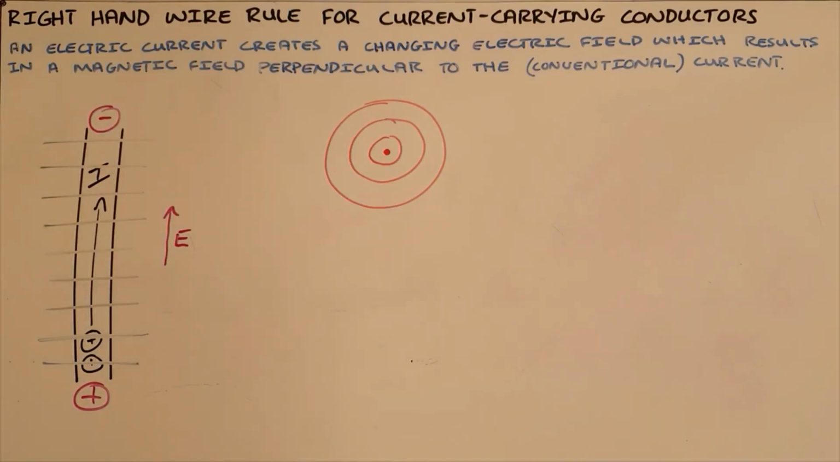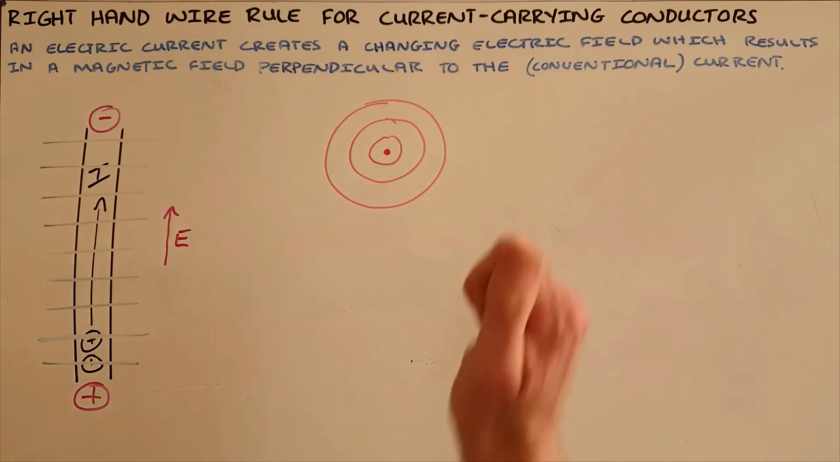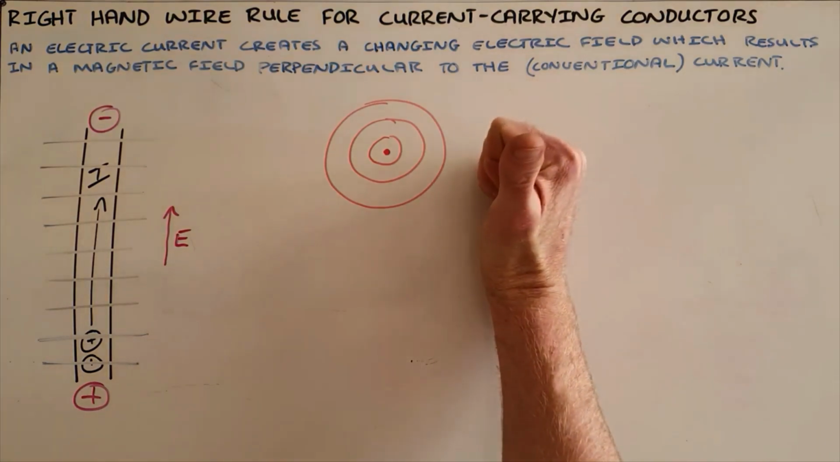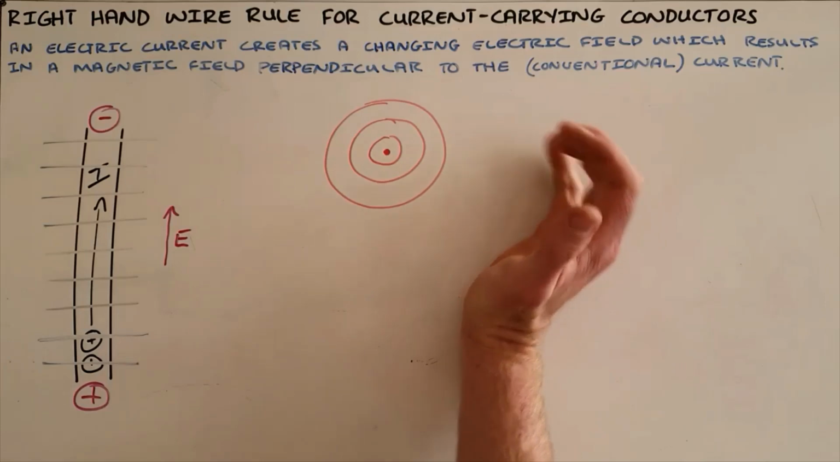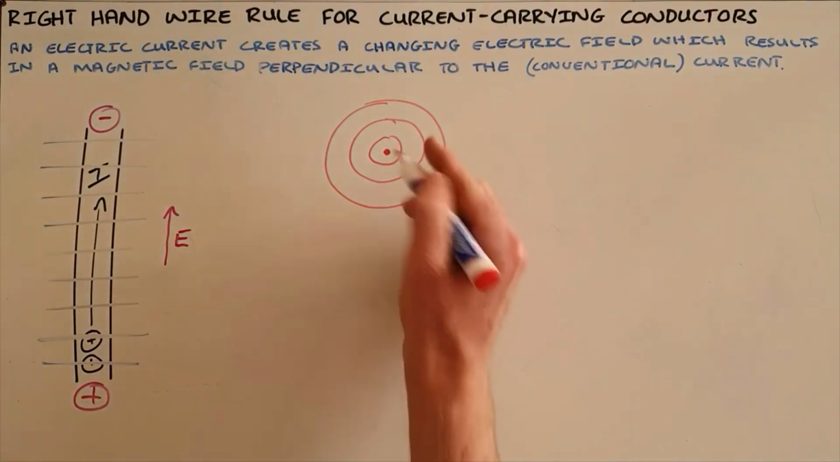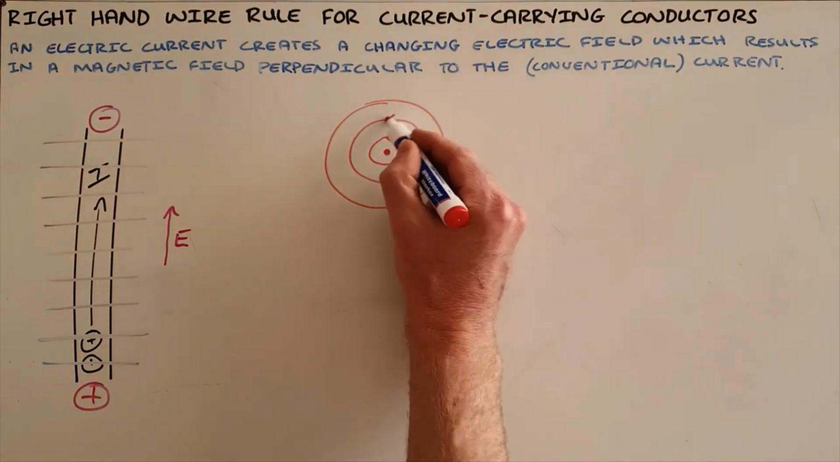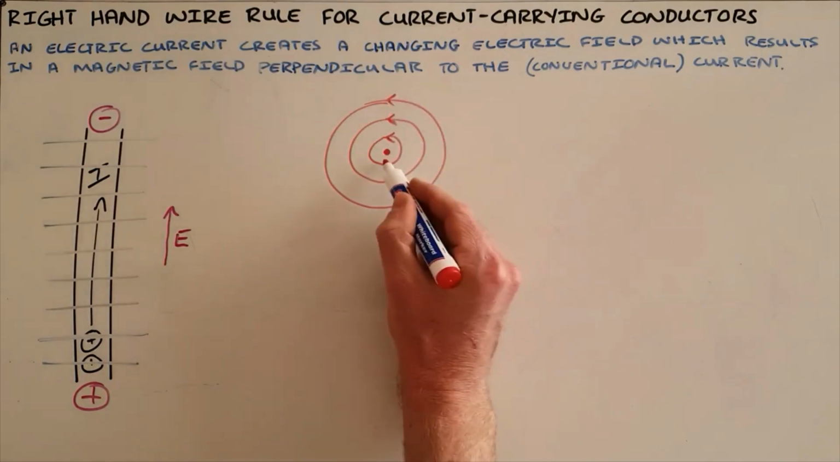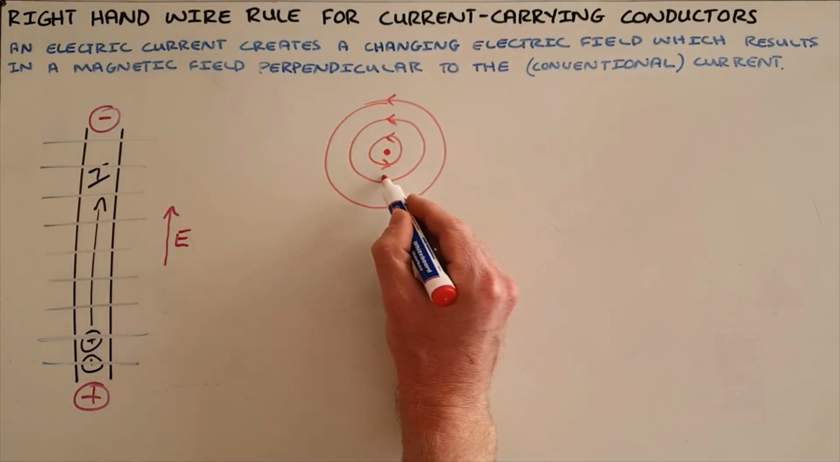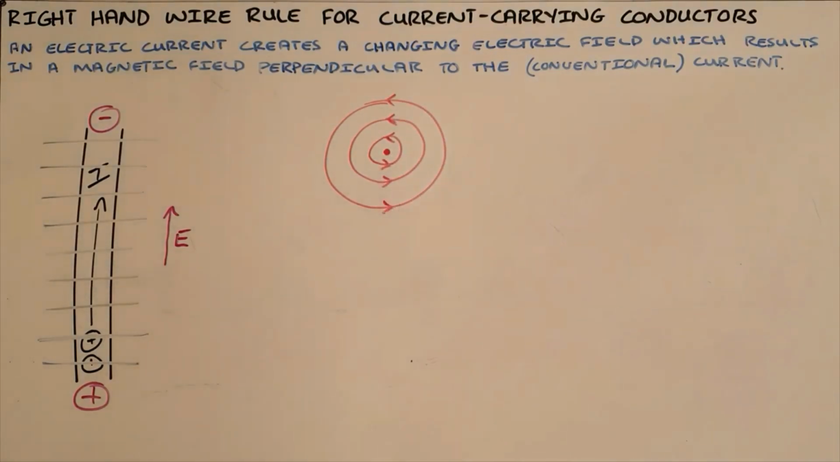We determine the direction of the magnetic field around that current carrying wire using the right hand wire rule, which says that we point our thumb in the direction of the current. In this case, the current is coming out of the board or towards the camera, and our fingers will curl in the direction of the magnetic field, which tells us that the magnetic field is rotating counterclockwise around this wire.